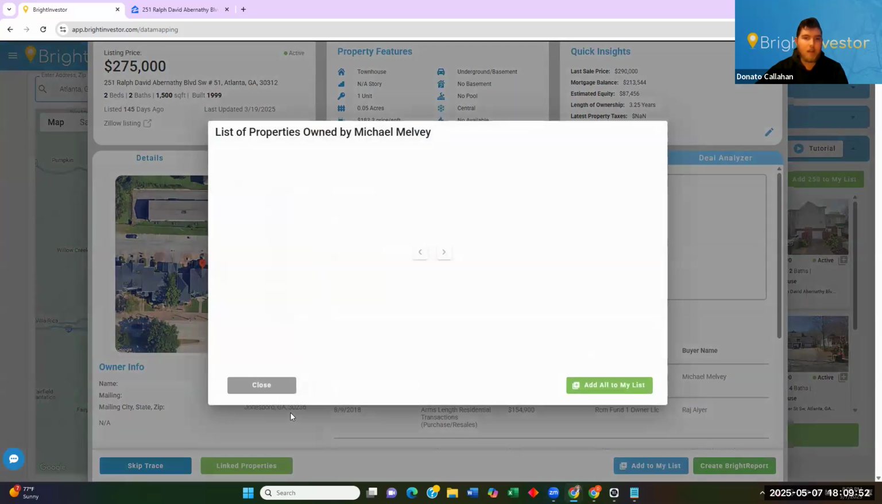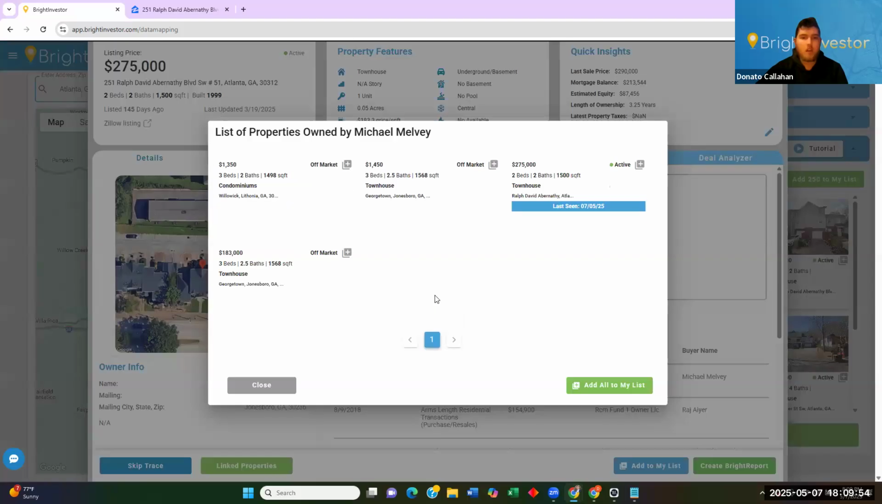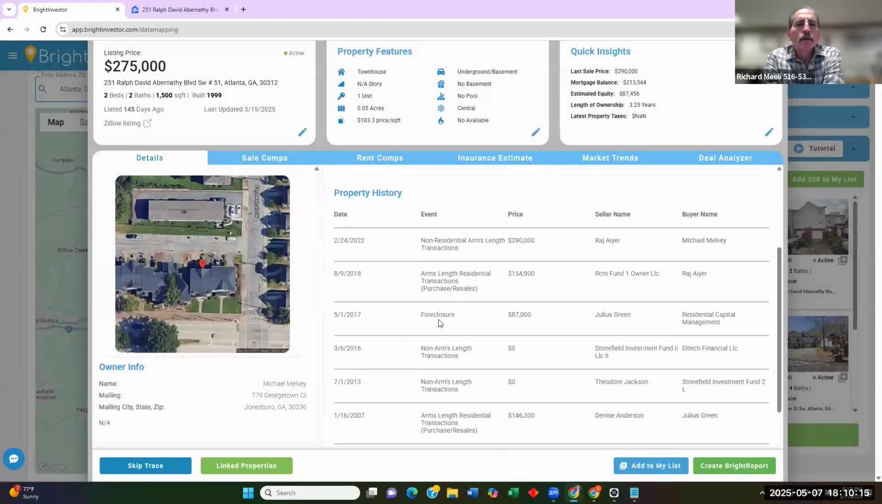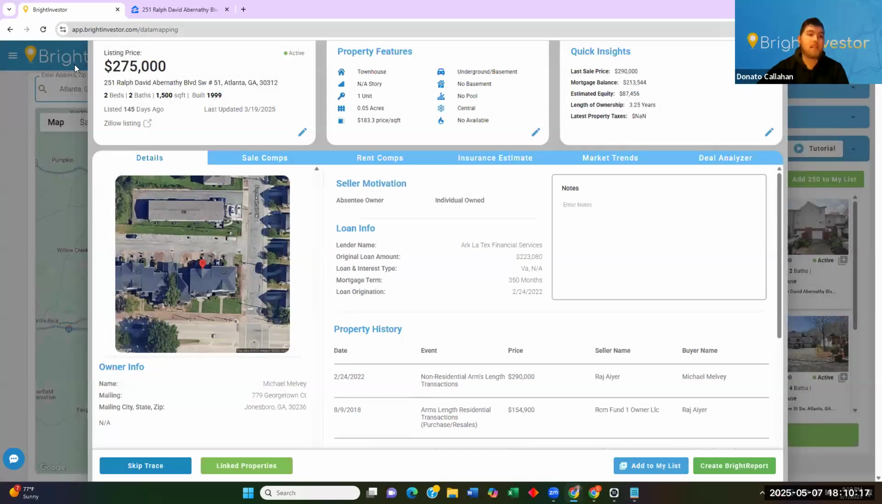I wouldn't know that the owner of this property, in addition to this asset, also owns 3 other properties in Georgia. I wouldn't know those things. And I can see that 2 of them are actively listed for rent. So we don't always talk about this, but BrightInvestor can see properties that are listed for rent on the MLS. So we can see that this property is currently listed on market for $1,450, and this one's being listed for $1,350. It says off market, so the property is not for sale, but we know that it's being listed for rent.